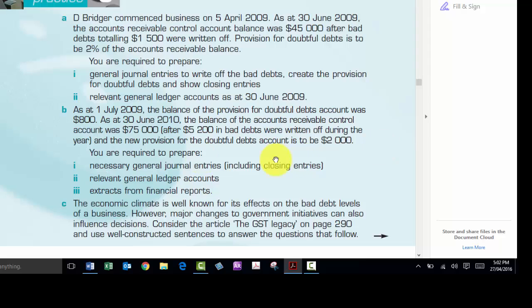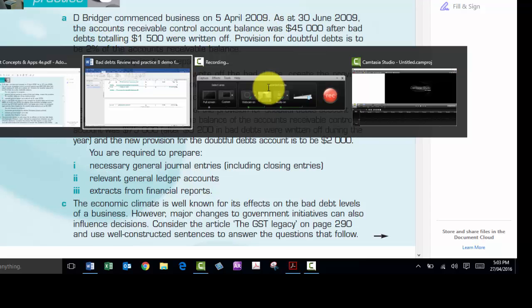In the next part, in part B, we've got a complication where the provision for doubtful debts account was already existing of $800, so we provided last year. So what happened this year is that $5,200 worth of bad debts were written off, which included this $800. So what we have to do in the first instance is reverse the $800 first before we put in the new provision of $2,000. You'll note that we've just been given that amount rather than having to calculate it like we did in the previous example. So let's do the general journal entries for that.